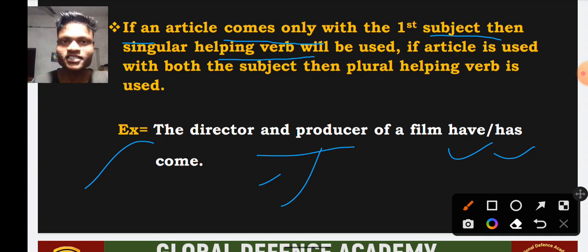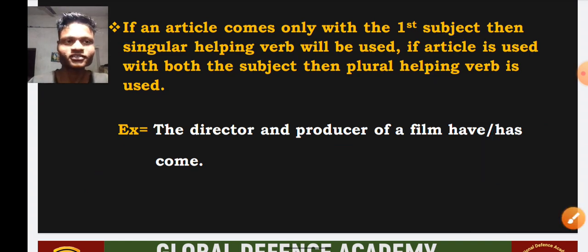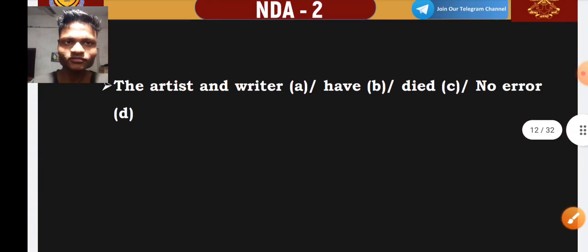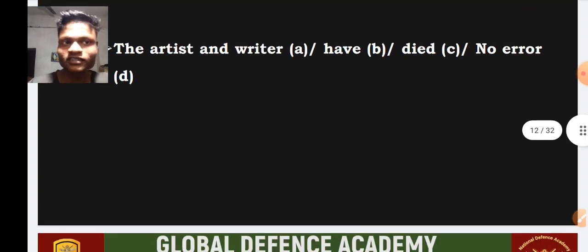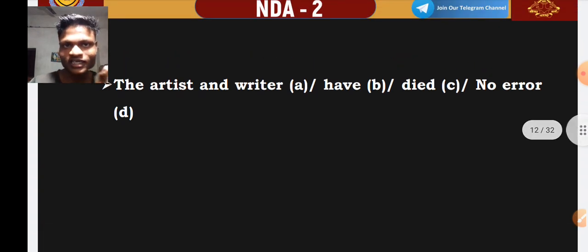And here is the answer. The correct answer is has. Has is going to be the correct answer. Okay. And the second example is also written for you here. The artist and writer have died. You have to pick out the incorrect part of this sentence.